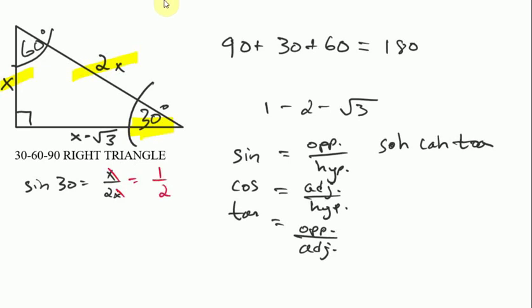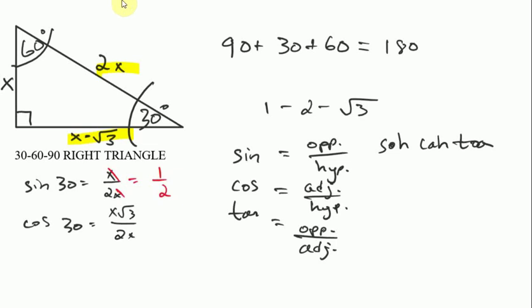Now if you're looking at, say, cosine of 30, just write that down. Cosine of 30 is going to be equal to this adjacent over hypotenuse. And that'll also cancel. So x rad 3 over 2x.